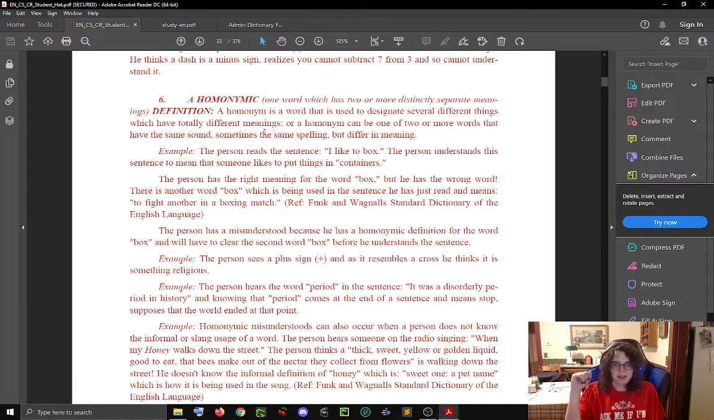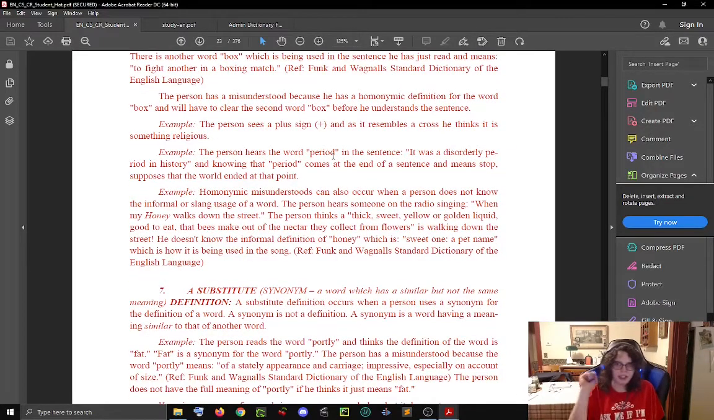Example, the person sees a plus sign and as it resembles a cross, he thinks it is something religious. Example, the person hears the word period in the sentence, "It was a disorderly period in history," and knowing that period comes at the end of a sentence and means stop, supposes that the world ended at that point.